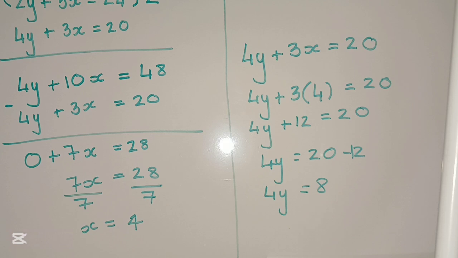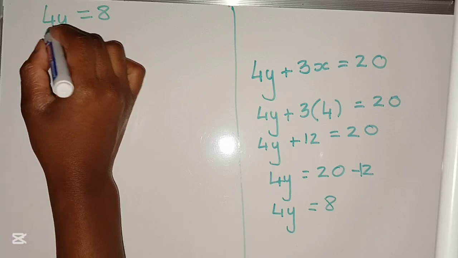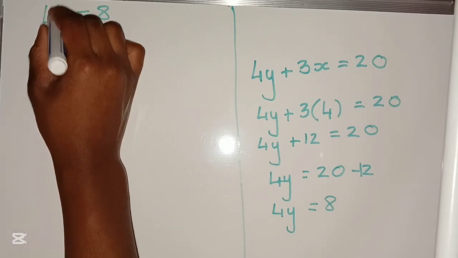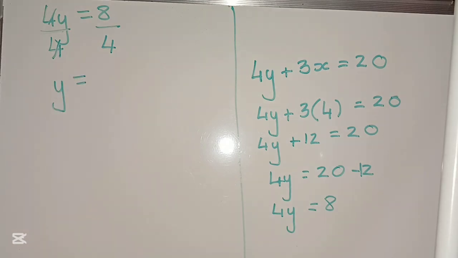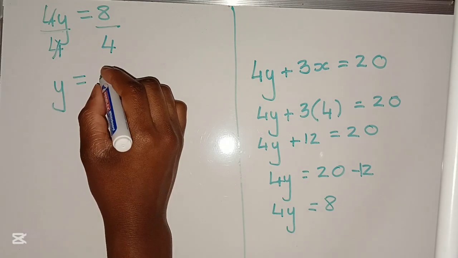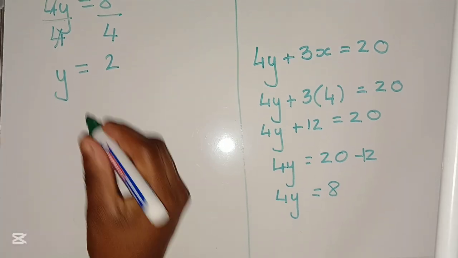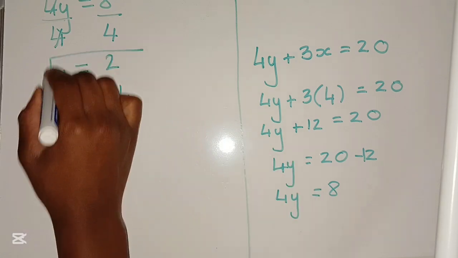The next step is to isolate our variable still. So we divide both sides by 4. These two cancel out, y comes down. 8 divided by 4 is 2. So the value of y is 2 and the value of x is 4.